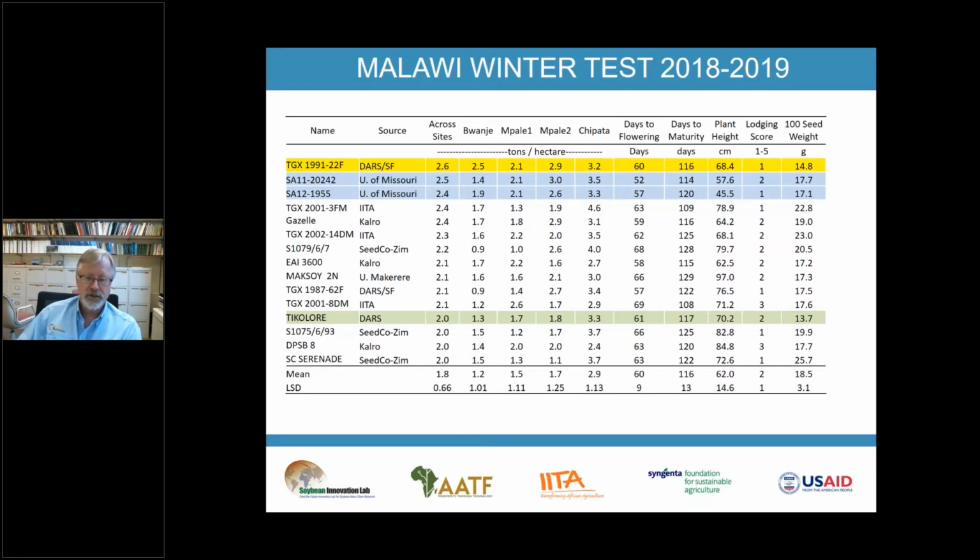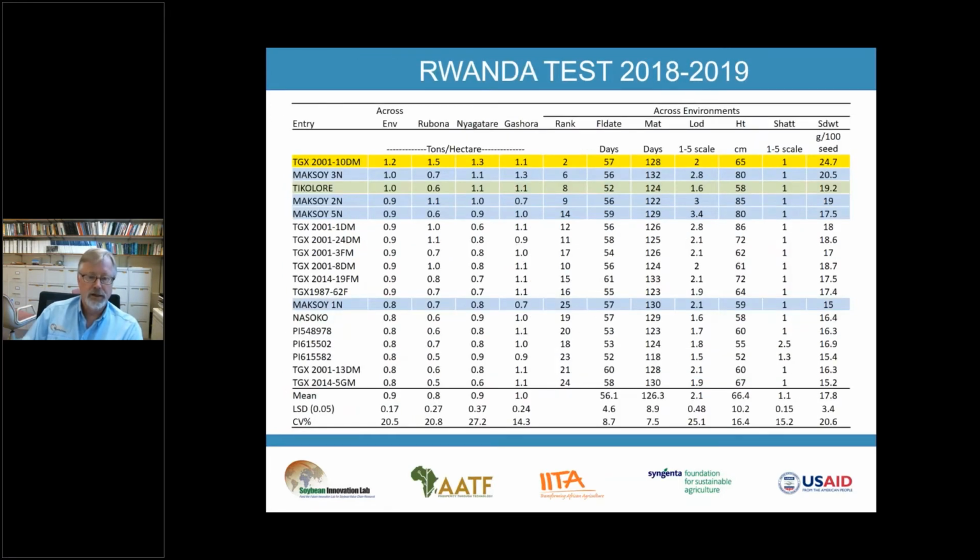The next table shows the results from Rwanda. The highest yielding line in this test is TGX 2001-10DM, which was also developed by IITA. This line has very large seed, which is another trait that lots of farmers like to see.